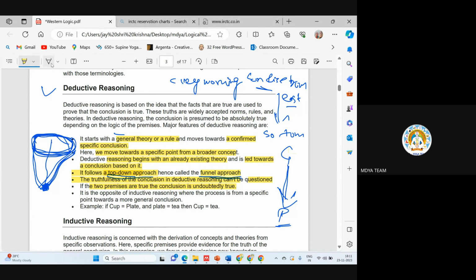Okay, so these one or two points are very much important. If you are having any doubt in all these points, you can ask. Is there any doubt in all these points? No, sir.